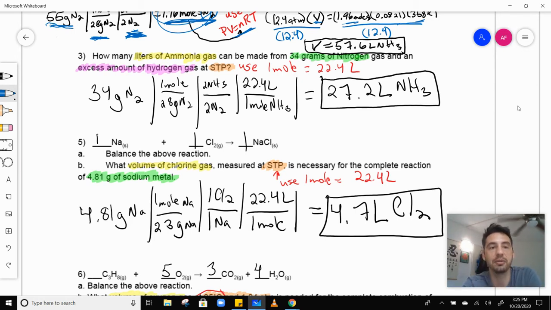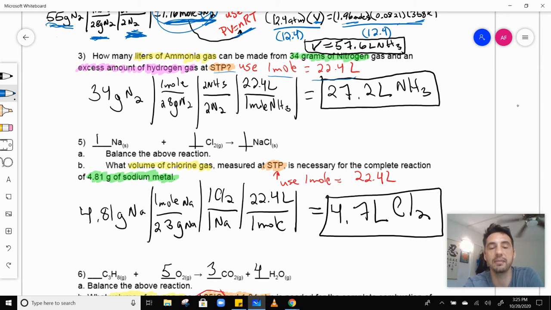Okay. The next one, number 3: how many liters of ammonia gas, so that's what we want to know, can be made from 34 grams of nitrogen gas, with an excess amount of hydrogen, so we can ignore that, and our conditions are STP, standard temperature and pressure. So we can use 1 mole as 22.4 liters. This is when we start with grams of N2. We always want to convert from grams to moles, so divide by the molar mass.